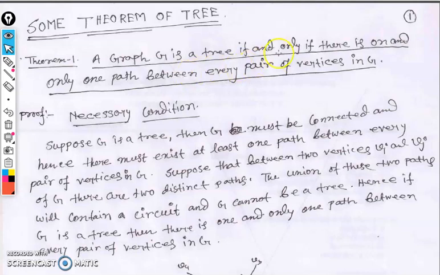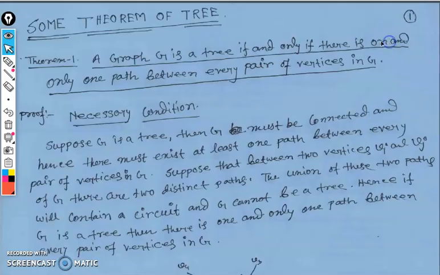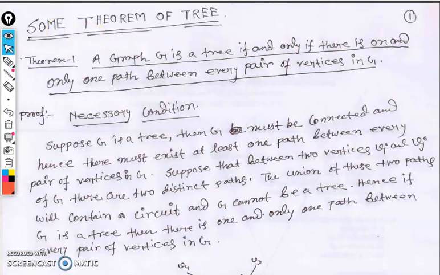So we start the first theorem. A graph G is a tree if and only if there is one and only one path between any two vertices. Here we made a mistake, so that should be one here. This one is one. Okay, one and only one path between any two vertices.